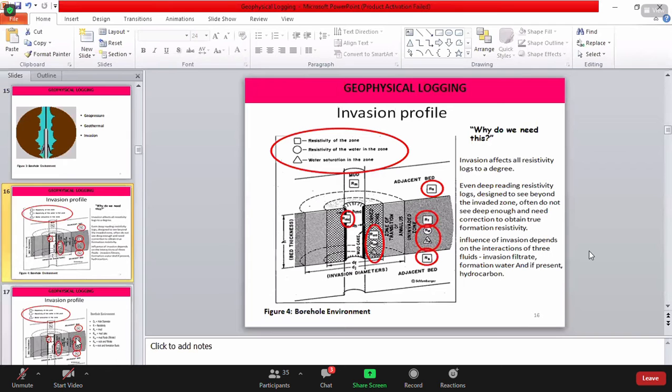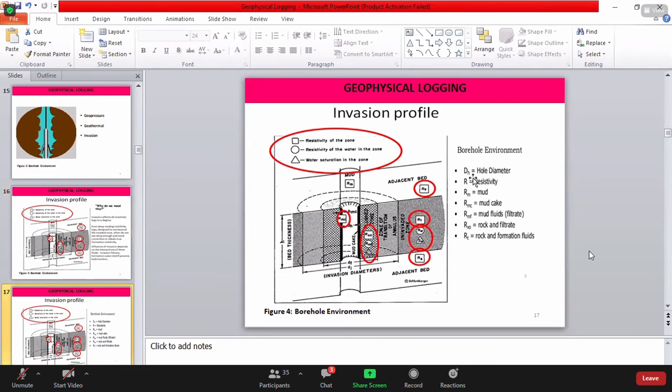So we can see our DH represents the hole diameter, our R is resistivity, our RM is the resistivity of the mud, our RMC is the resistivity of the mud cake, that is the mud that is left behind and hardens on the walls of the borehole. Then we have the RMF, that is the mud filtrate. MF represents the filtrate. So what is the resistivity of the mud filtrate?